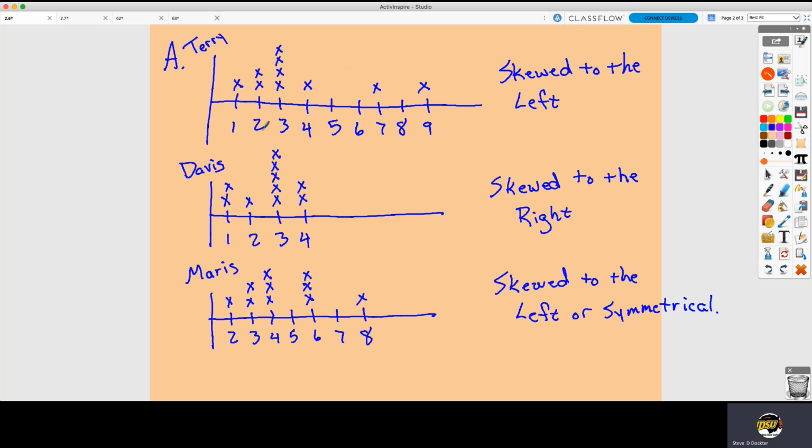Okay, so there's 10 data points here, right? So the 2 middle numbers would be number 5 and number 6. That'd be your middle. So 1, 2, 3, 4, 5, 6. It'd be those 2. All right, for all of these, is there 10 for all of them? Yeah, there's 10 for all of them. So we're looking for data point 5 and 6 for each one of these. So 1, 2, 3, 4, 5, 6. It'd be a 3 for Davis also. For Maris, 1, 2, 3, 4, 5, 6. Looks like it'd be a 4 for Maris.